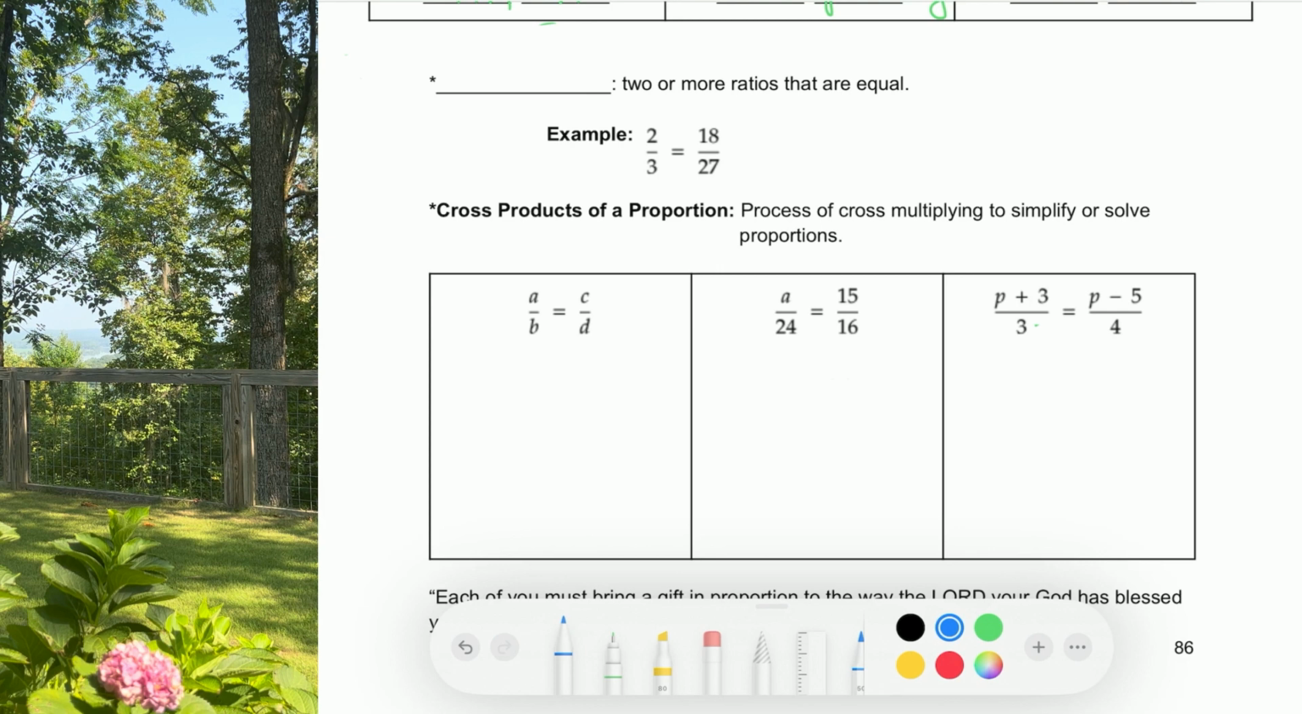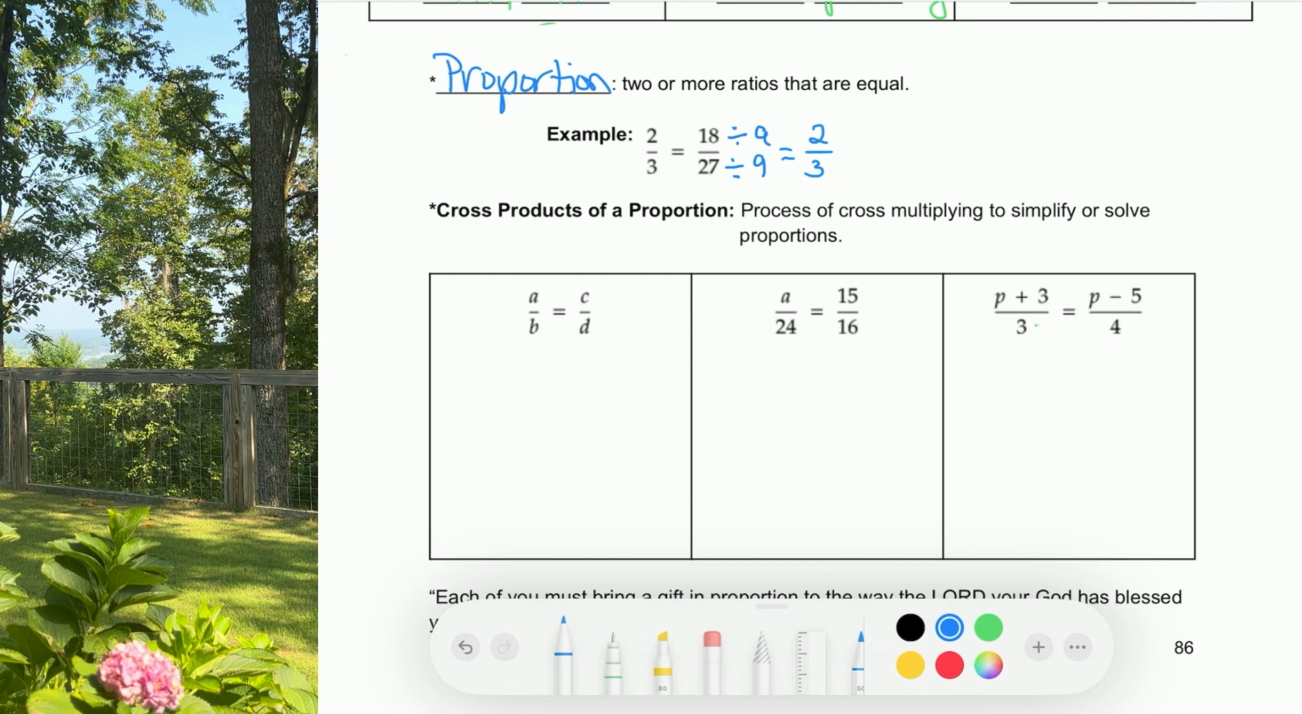Now, a way that we can use ratios is the term proportion. These are 2 or more ratios that are equal to each other. So for example, we have 2/3 equals 18/27. I'm going to show you how that is true. If I factor both of these numbers with 9, 18 divided by 9 gives me 2, and 27 divided by 9 gives me 3. So they are, in fact, equivalent to each other. The 18/27 is just a larger version of the same amount.